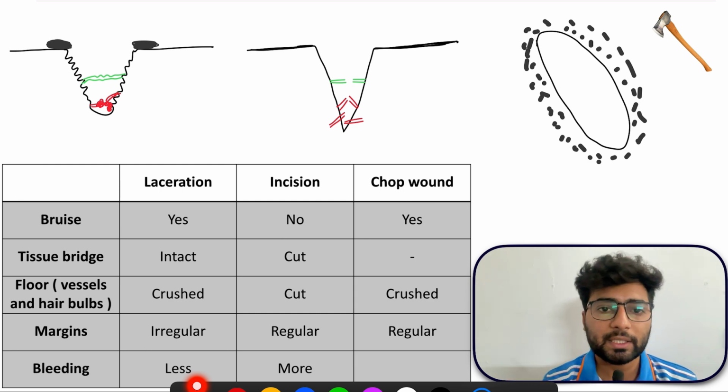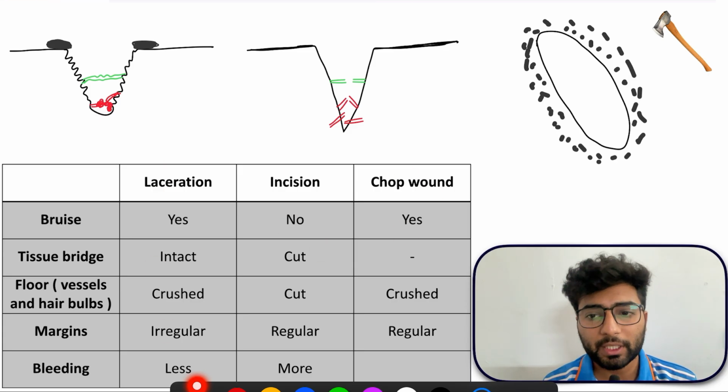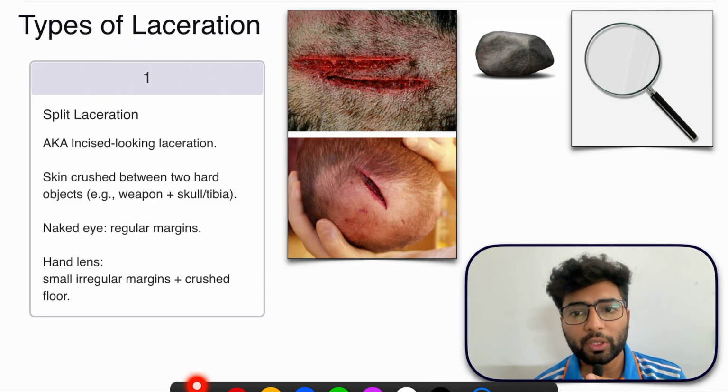So this was laceration, incision and chop wound. In this lecture we will study in detail about laceration. Incision and chop wound will be covered in the next lecture. Now what are the types of laceration?